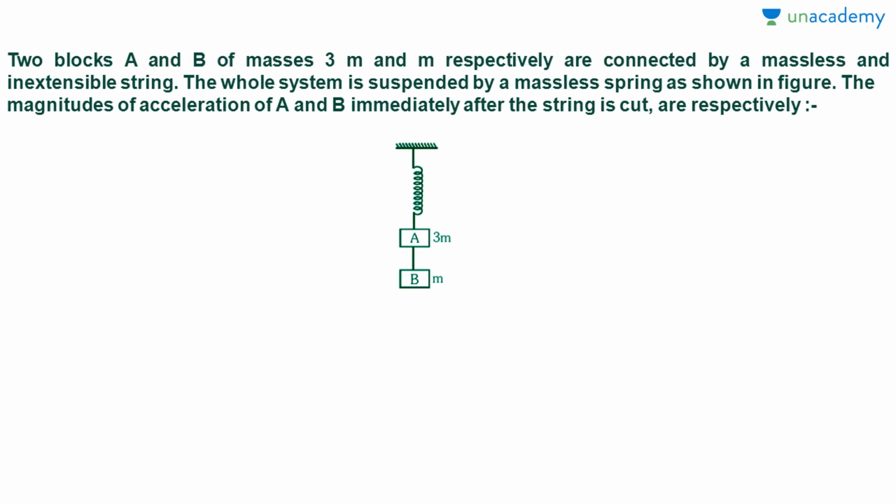What does the next question say? Two blocks A and B of masses 3m and m respectively are connected by a massless and inextensible string. The whole system is suspended by a massless spring as shown in the figure. What is the magnitude of the acceleration of A and B immediately after the string is cut? Now let us look at the solution.